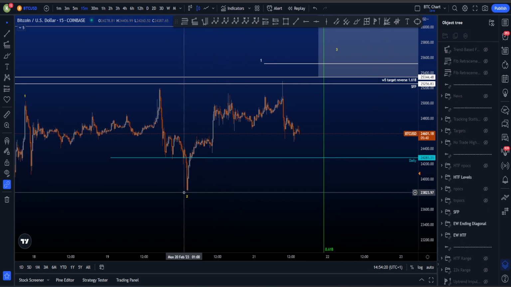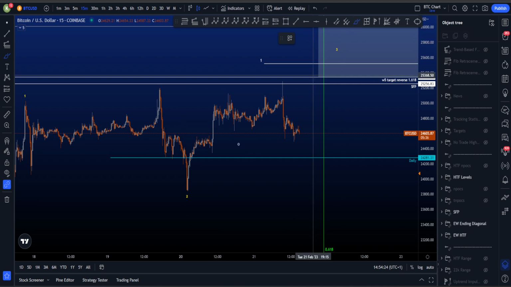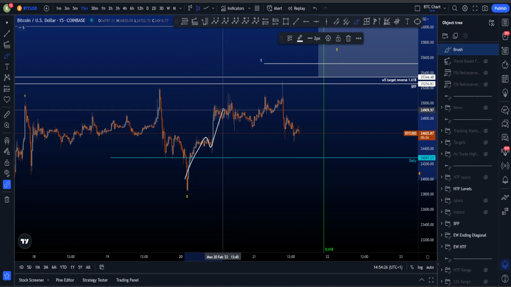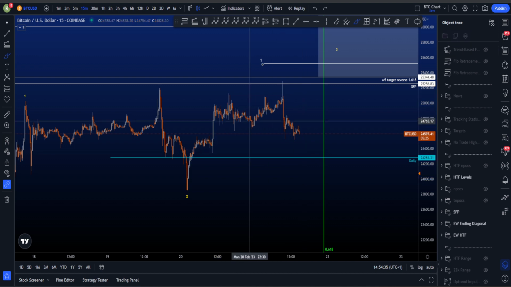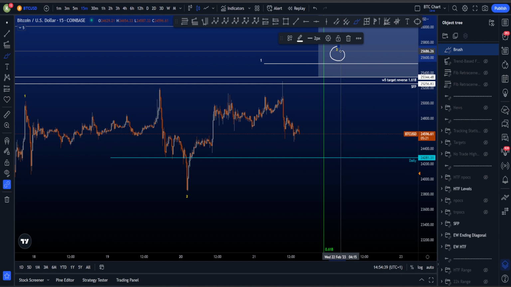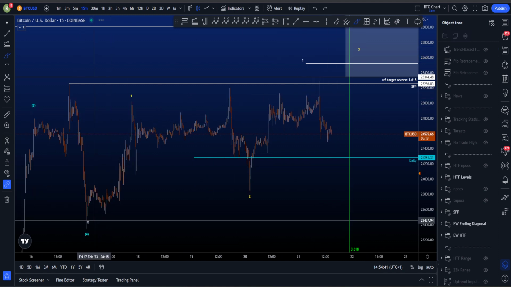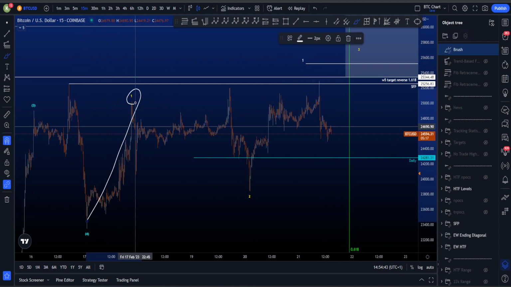So in my opinion, following the rules of the ending diagonal and what's happened so far, I still count this as a 1, 2, 3, 4, 5. This then maybe being an A, B, which is actually something I highlighted this morning, that this could happen, followed by a C. And I also told you that wave 3 is not allowed to be longer than the length of this wave 1 in an ending diagonal.